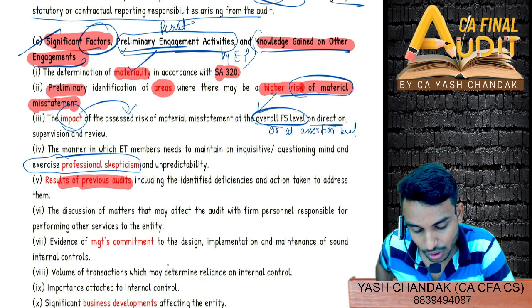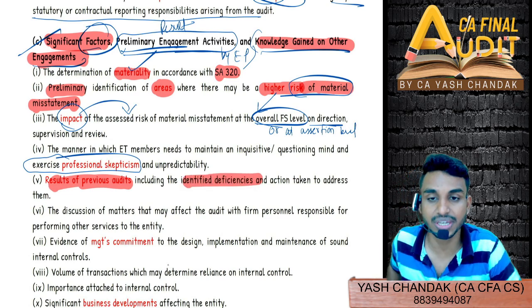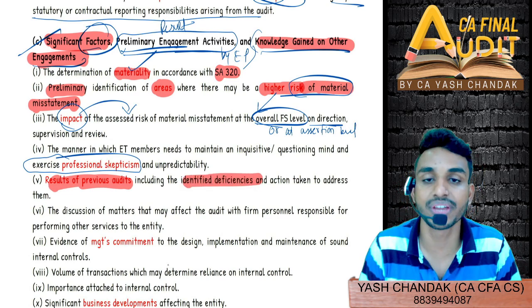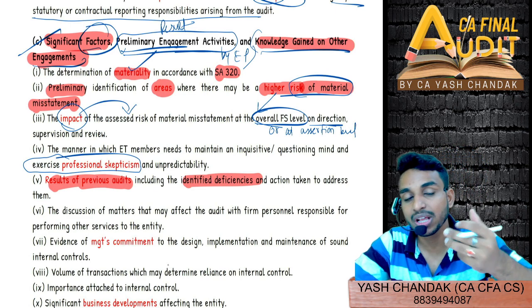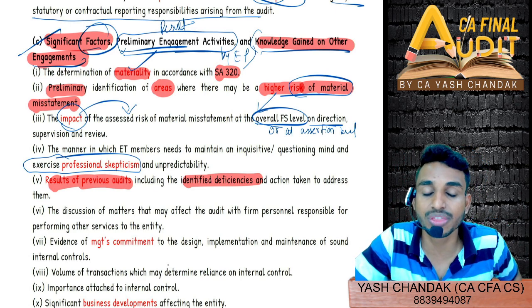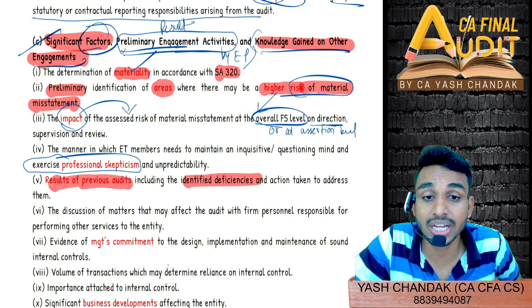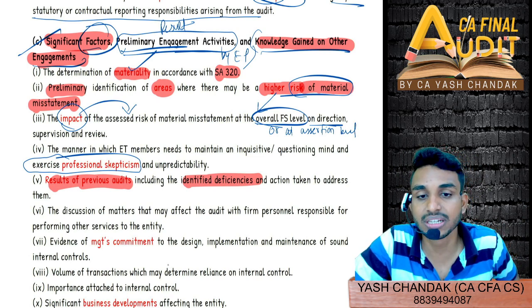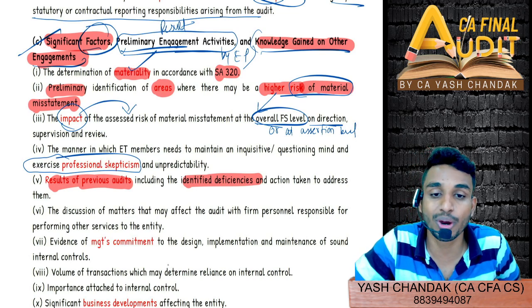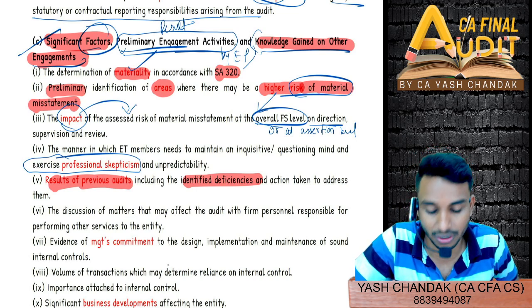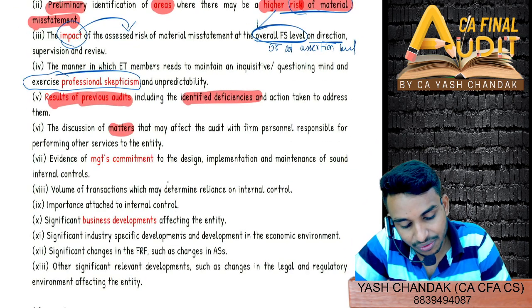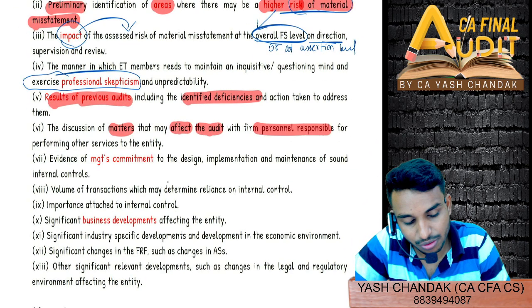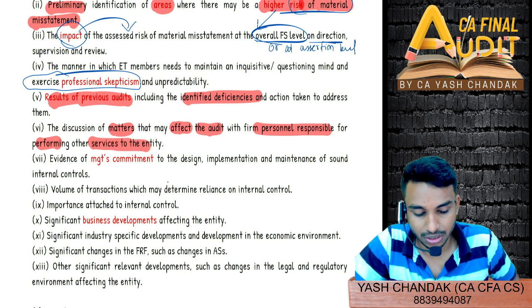So results of the previous audits, including identified deficiencies that I as an engagement partner am now aware about. I am aware about what all generally, if suppose I have done all the industry audits or similar to this industry, I have done the iron and steel audits, steel industry audits. So I am already aware about what all points have to be considered or what all points have to be covered. Similarly, discussion of matters that may affect the audit and firm personnel responsible for performing other services to the entity.